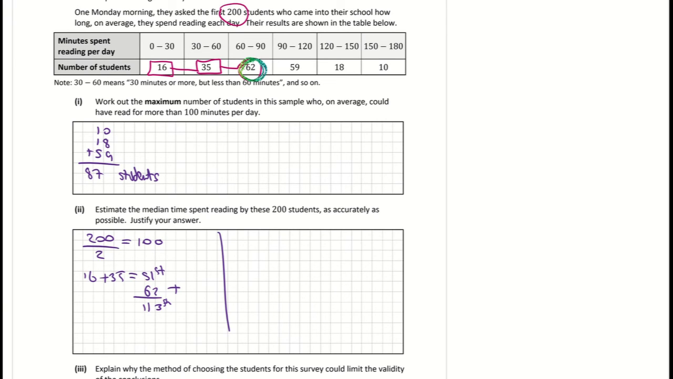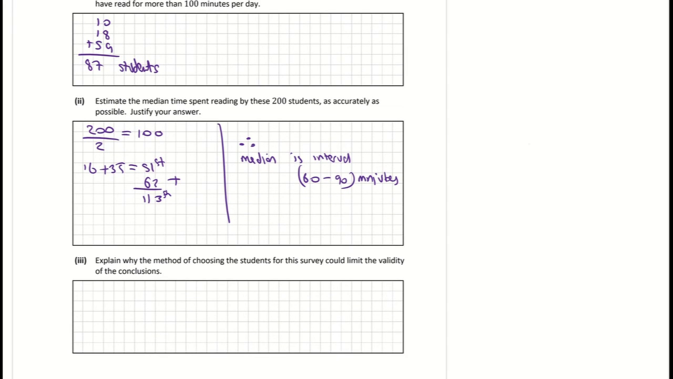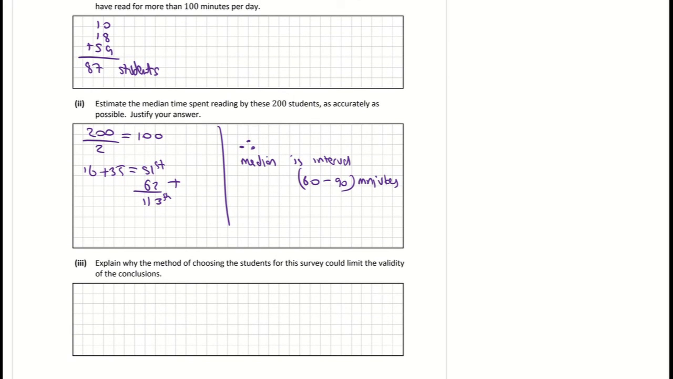So therefore, the median time spent is the interval 60 to 90 minutes. It said to justify your answer, and I've shown my little bit of maths there, which will justify it for the examiner, hopefully. Part 3, explain why the method of choosing the students for this survey could limit the validity of the conclusions.